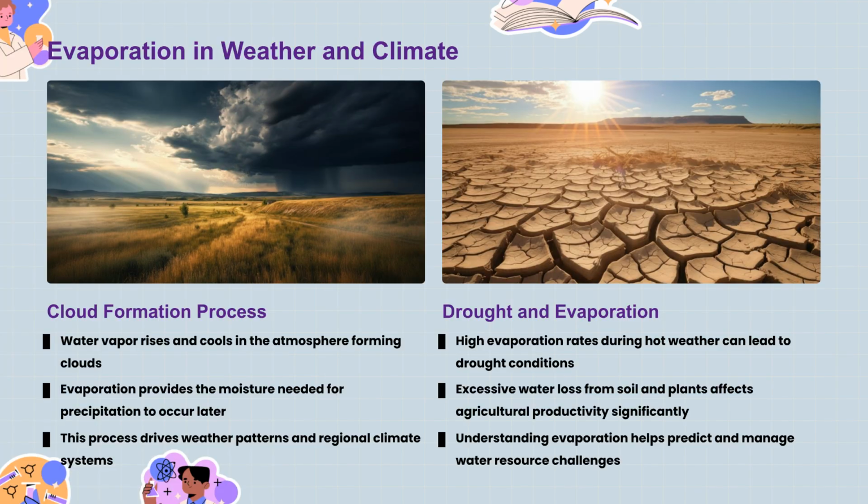Evaporation is vital for weather and climate. Water vapor rises, cools, and forms clouds, driving weather patterns. High evaporation rates can lead to drought conditions and impact agriculture, making management crucial for water resources.